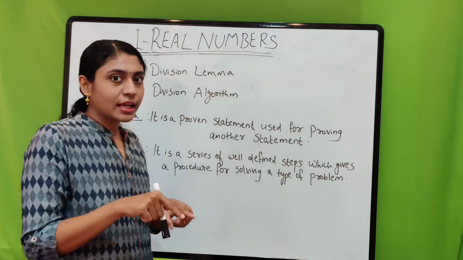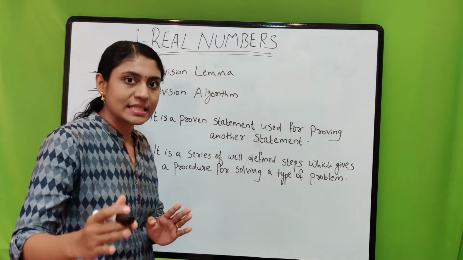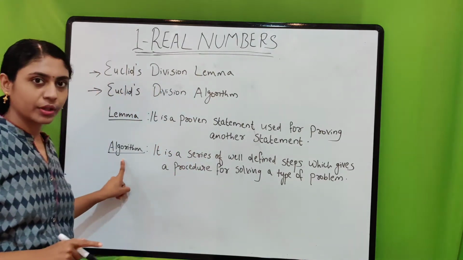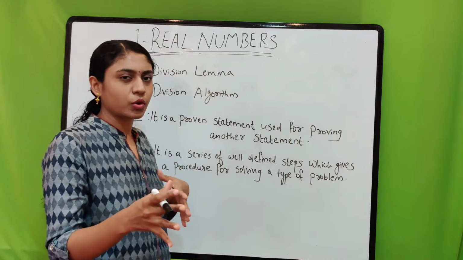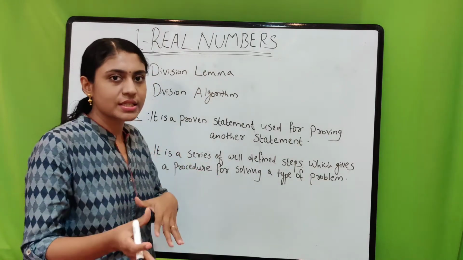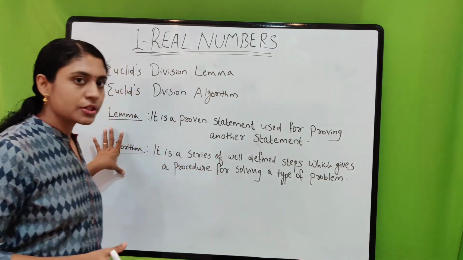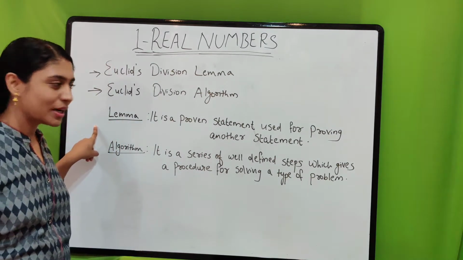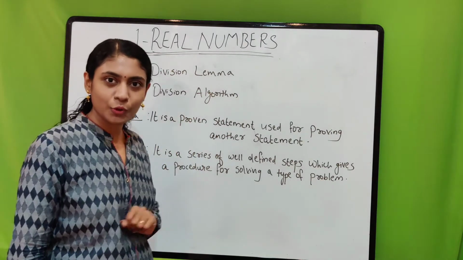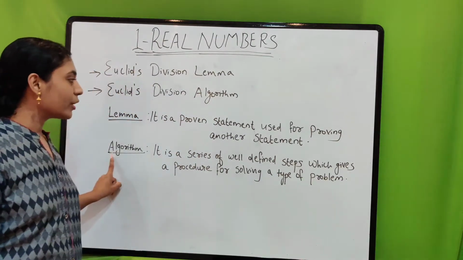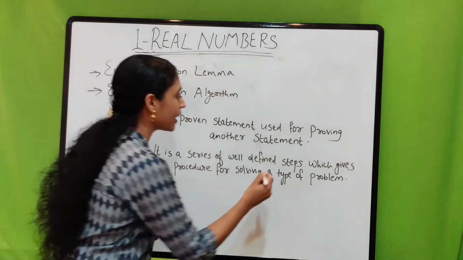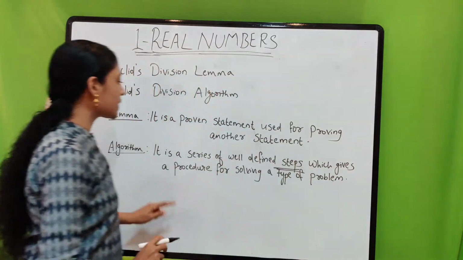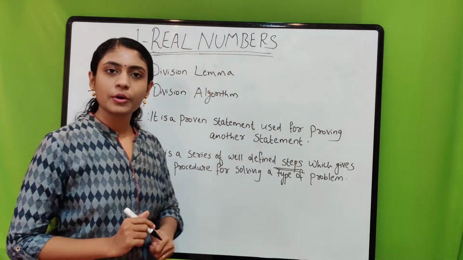And in order to get that procedure, we use well-defined steps, and that is called an algorithm. Algorithm means a number of steps are involved, but a lemma is a proven statement. This definition is exactly given in our textbook, so go through that. Once again, a lemma is a proven statement used for proving another statement, and an algorithm is a series of well-defined steps which gives a procedure for solving a type of problem.